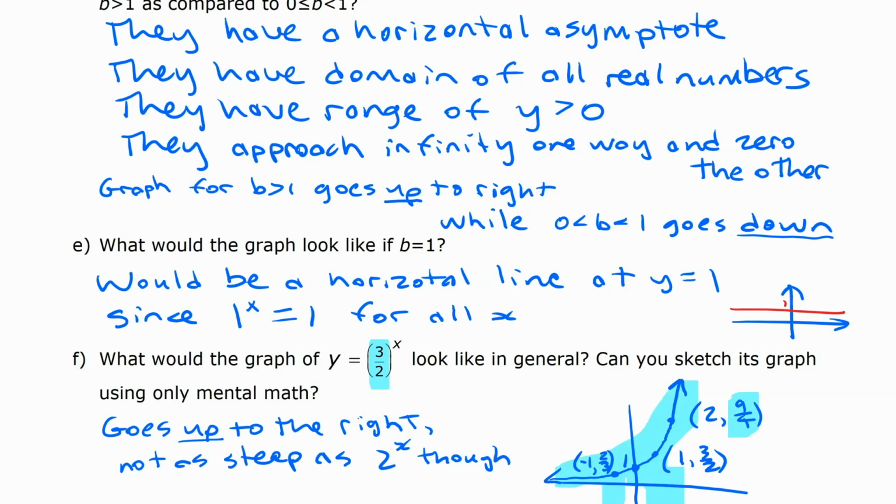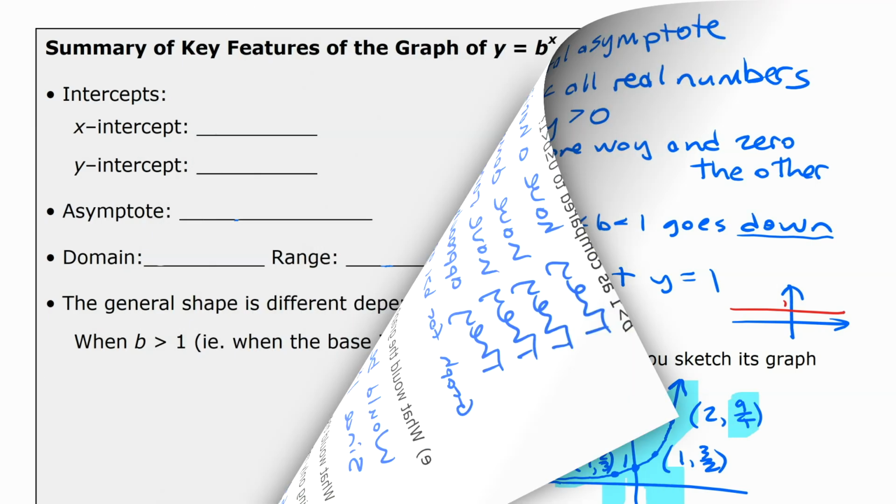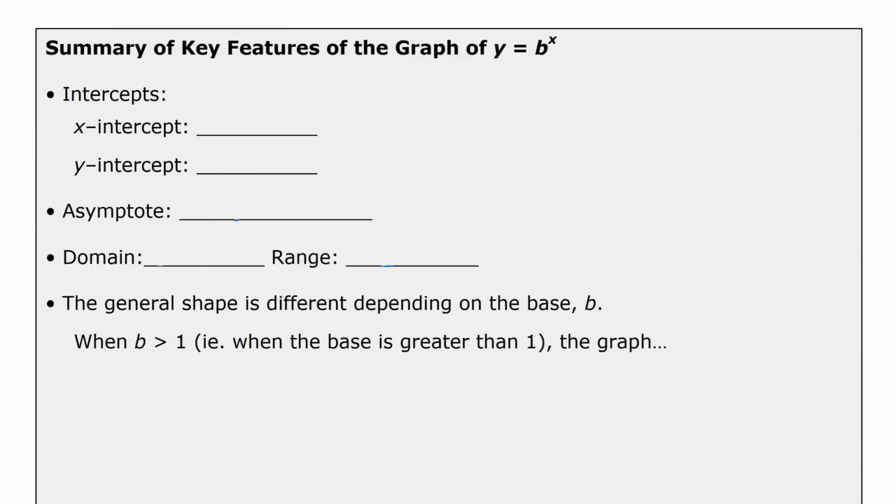All right, and now let's summarize all the ideas we've seen together. So, summary of features of the graph of y equals b to the x, that basic exponential function. We saw that this has no x-intercept because that graph never crosses the x-axis. It doesn't ever hit 0 and it doesn't ever go into the negatives. Whereas it does have a y-intercept. It always has a y-intercept of 1 because anything to the power of 0 is 1.